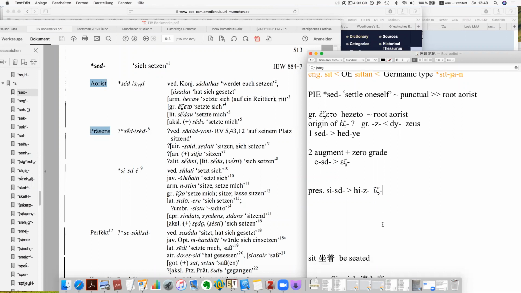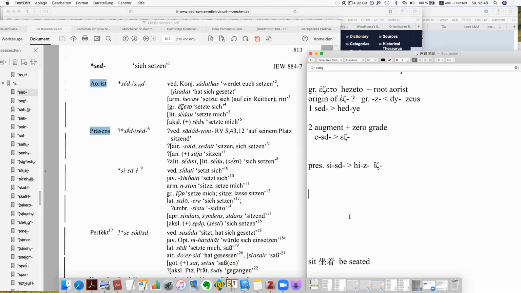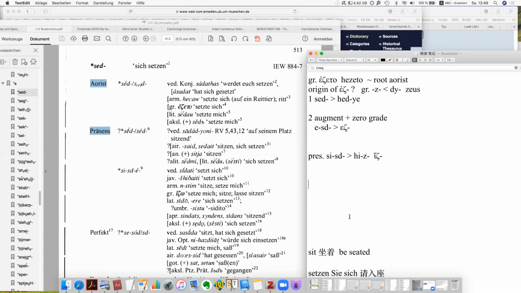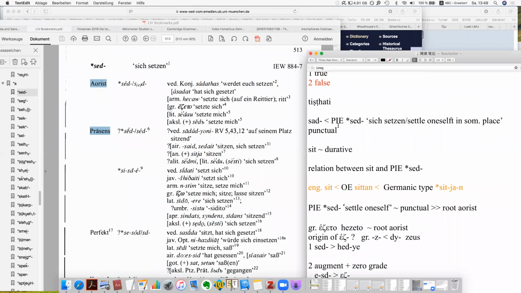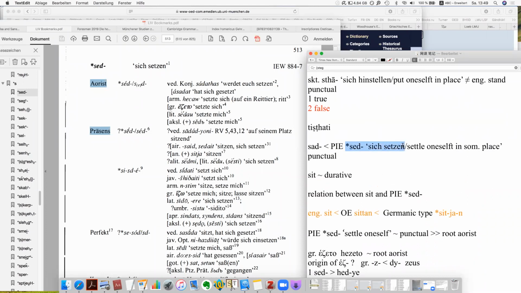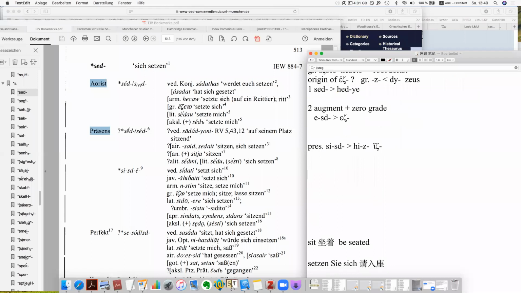Then what is actually the root for seat? As I have explained, set does not mean seat, right? But in Indo-European languages, do we really have a root for seat? What is the root for seat, first in Sanskrit? Let's first check Sanskrit. What is the root for seat in Sanskrit?